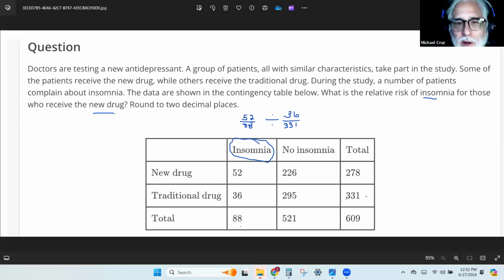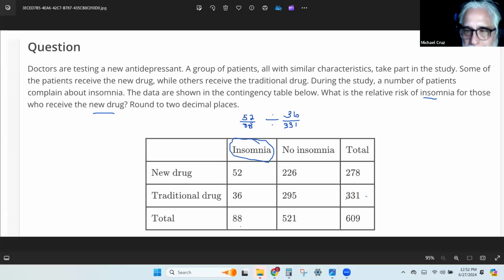Let's see. Let me go back and read it again. So a group of patients, all with similar characteristics, take part in the study. Some of the patients receive the new drug, while others receive the traditional drug. During the study, a number of patients complained about insomnia. Given the data shown in the contingency table below, what is the relative risk of insomnia for those who receive the new drug? So the way to do that is to compare the new drug to the traditional drug. So the 52 over the total 88 tells us the percentage of new drug people who had insomnia.